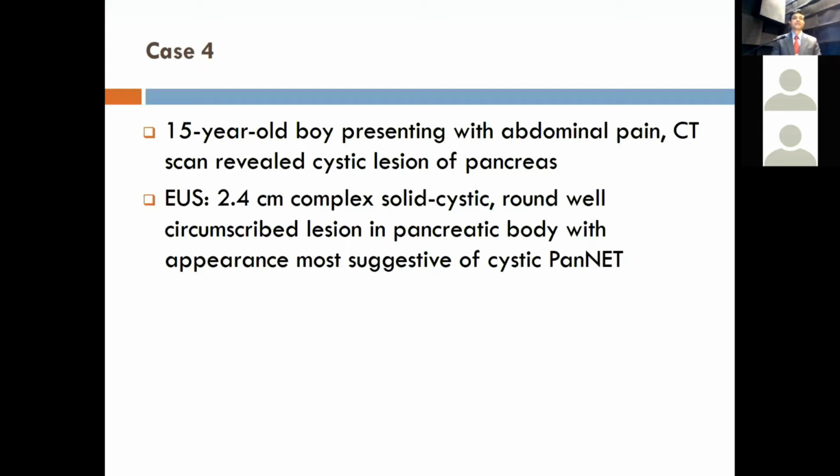Our next case is a 15-year-old boy presenting with abdominal pain, and CT scan revealed a cystic lesion. On EUS, a 2.4 centimeter complex cystic and solid, well circumscribed round lesion was seen in the pancreatic body. By EUS, its appearance was most suggestive of a cystic pancreatic neuroendocrine tumor.